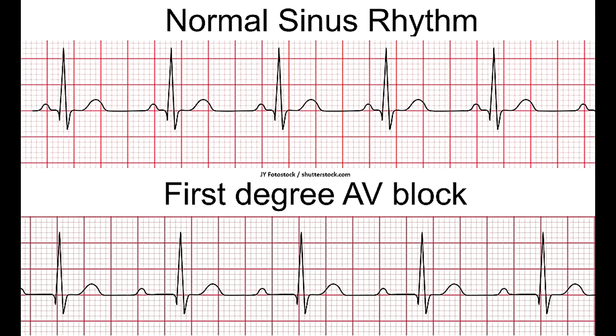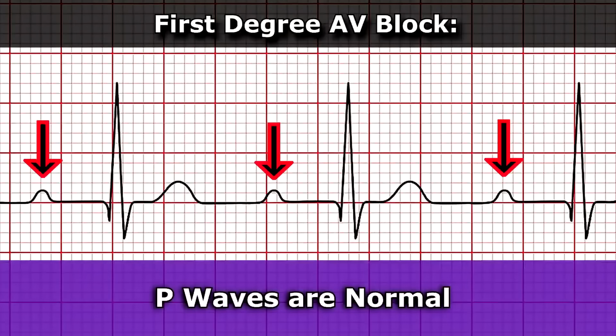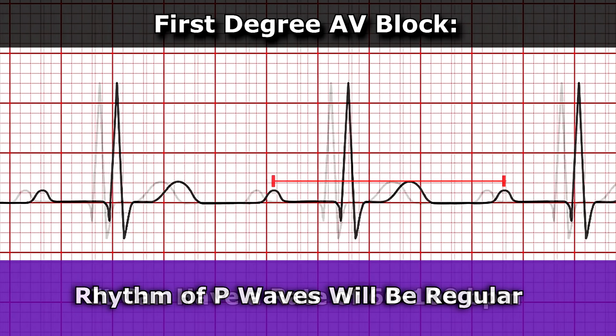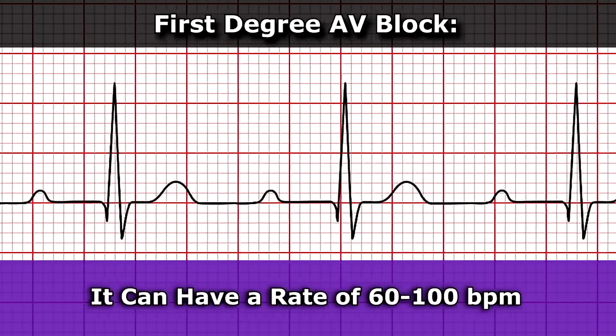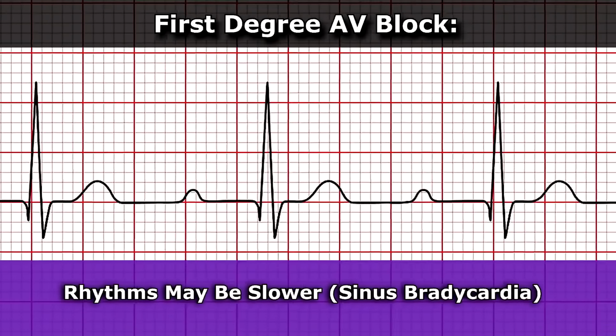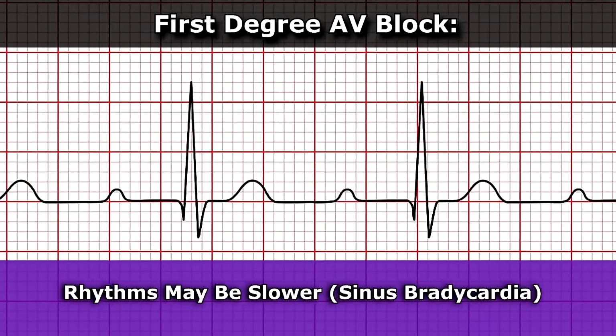Whenever you look at this rhythm, it's going to look very similar to normal sinus rhythm. The P waves are going to be normal. The rhythm of the P waves, which looks at our atrial rate, will be regular. It can have a rate between 60 to 100 beats per minute. And then sometimes these rhythms can be a little bit slower, so you may see sinus bradycardia with a first-degree AV block.